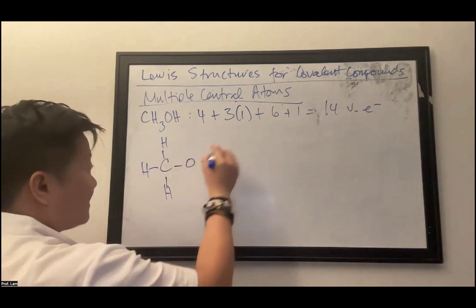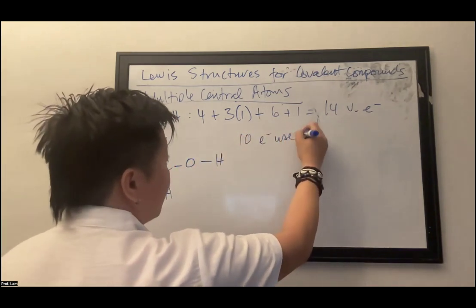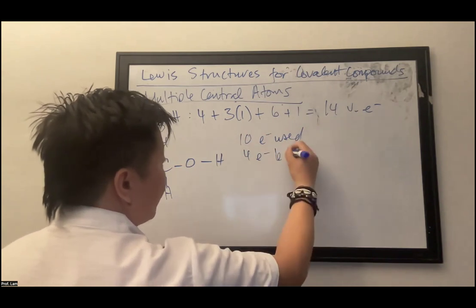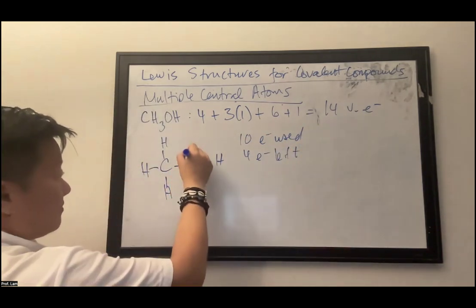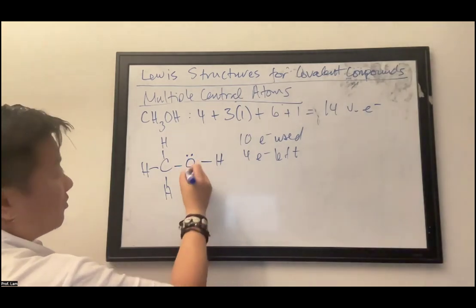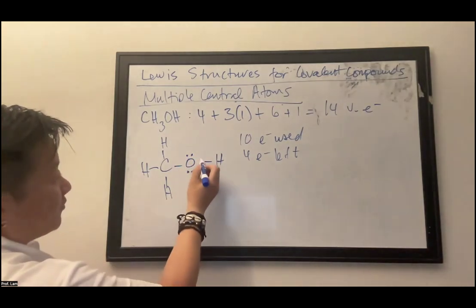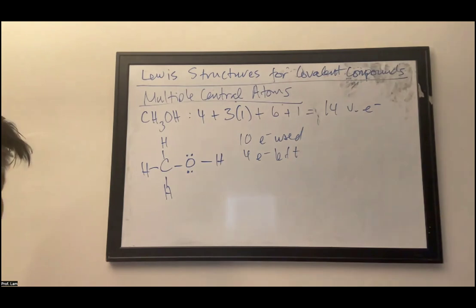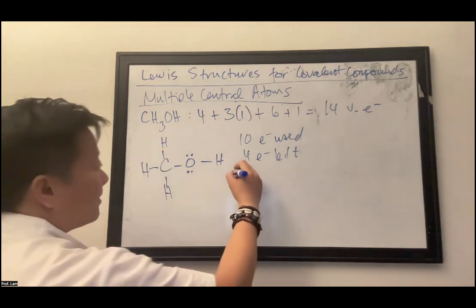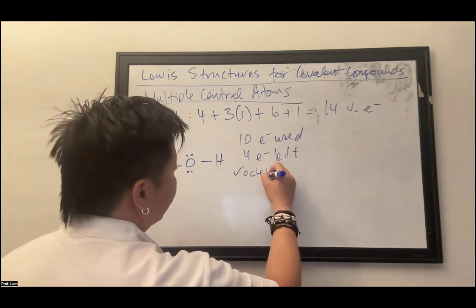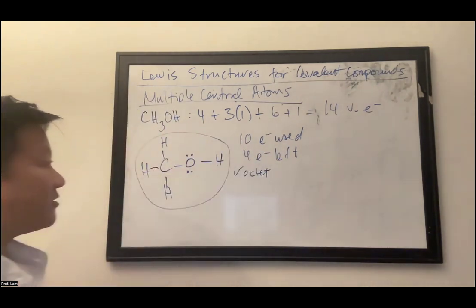2, 4, 6, 8, 10 electrons are used. 4 electrons are left, right? And what am I going to do? Outside in. Hydrogens don't need it, but the oxygen needs 4 for 2 pairs, 2, 4, 6, 8 to get that octet, right? And then I check the carbon, 2, 4, 6, 8. Right, so everybody has octet, and that's my structure, right?